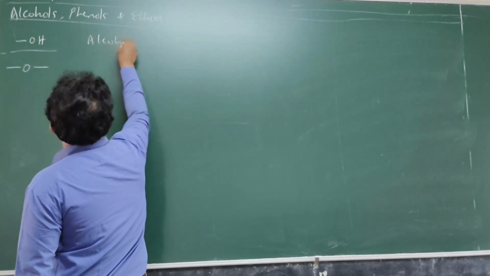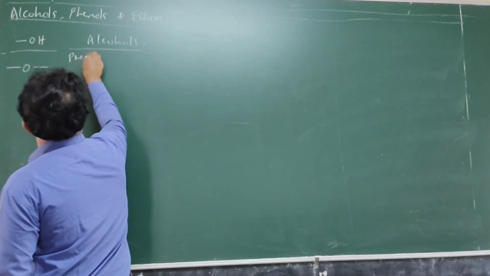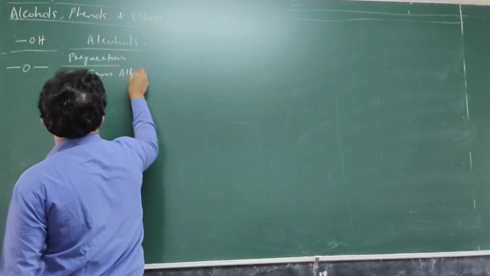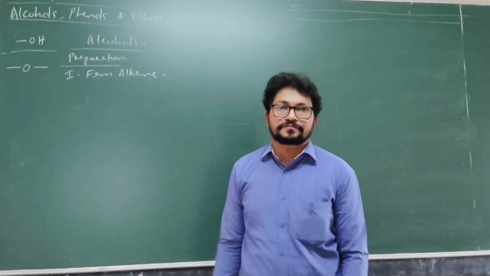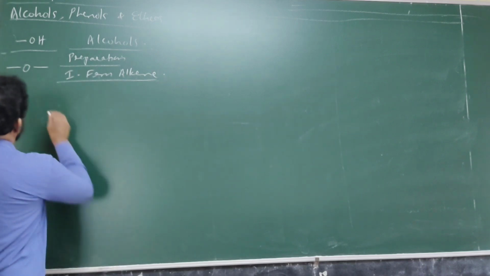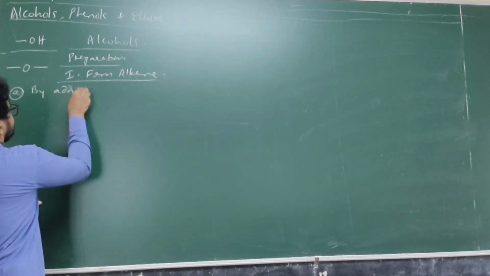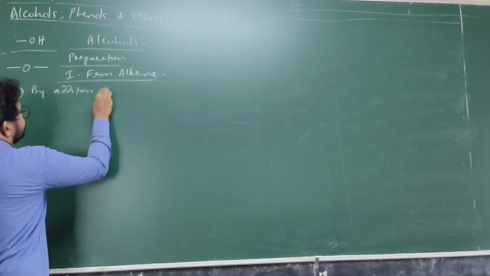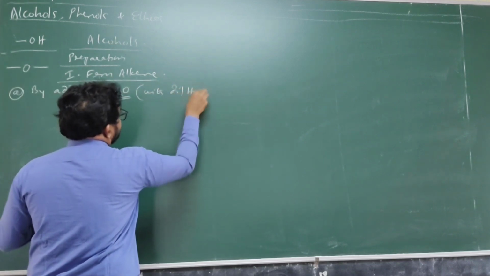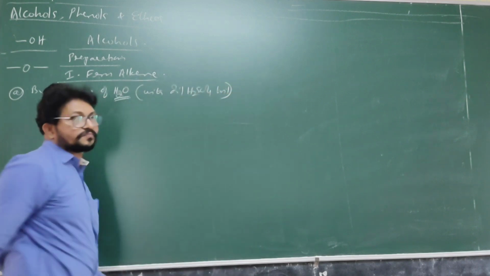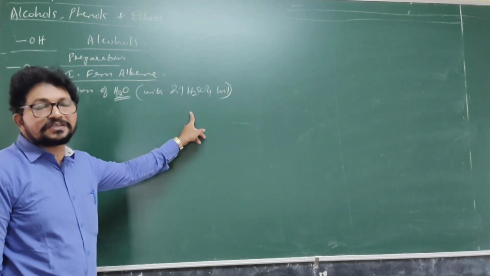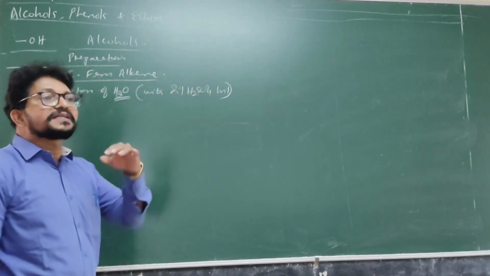So under alcohols, when it comes to preparation, one important method: we have got three methods to prepare alcohols. One method is by addition of H2O. For this, what can we use? Any dilute acid is required. If you add water by using this reagent across any alkene, you are going to get the alcohol.